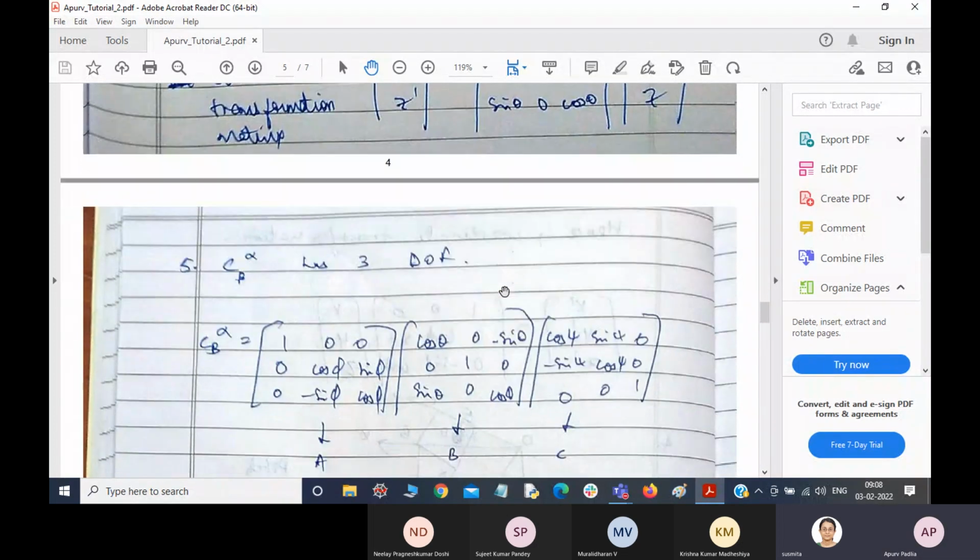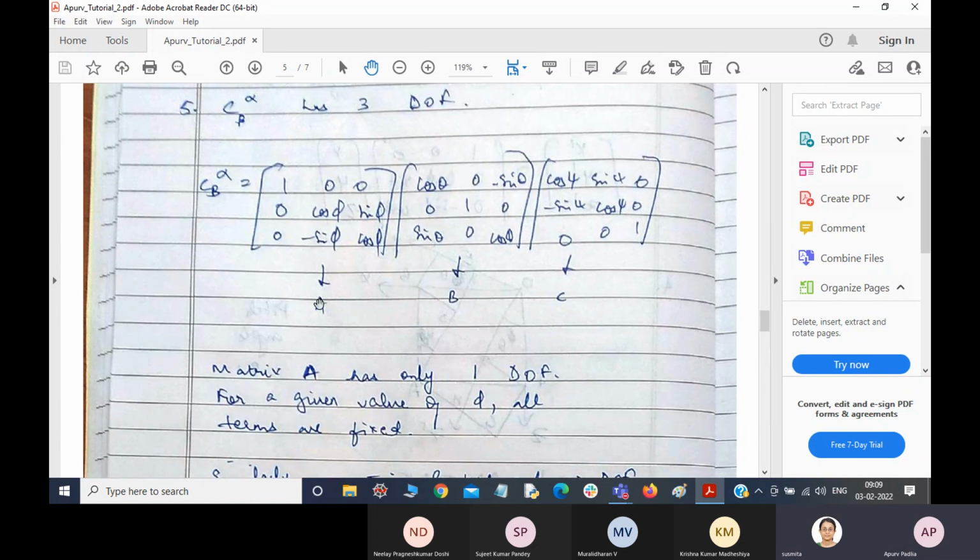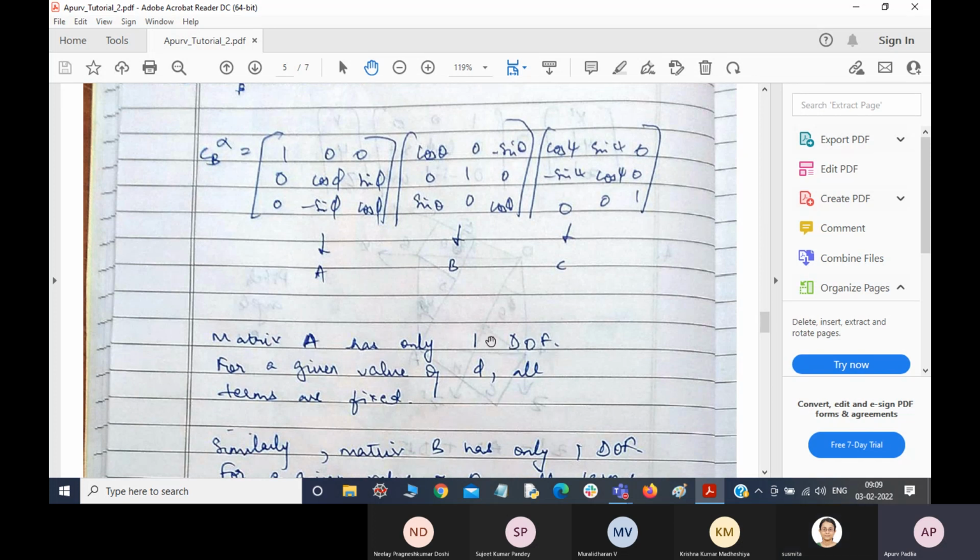Then we have to prove that C beta alpha has three degrees of freedom. Yes. I said that C beta alpha is the roll matrix times the pitch matrix times the yaw matrix, and I said let these be A, B, and C. Now, matrix A has only one degree of freedom because for a given value of phi, all other terms are fixed.